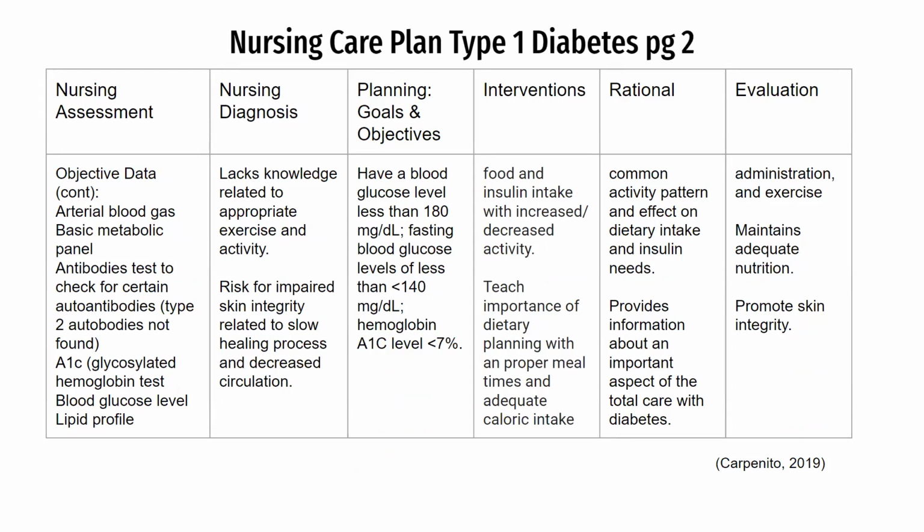Another important assessment we find in our nursing care plan is the risk for impaired skin integrity related to slow healing process and decreased circulation. Typical goals in our care plan include daily blood glucose monitoring and having a blood glucose level less than 180 milligrams per deciliter, fasting blood glucose levels of less than 140 milligrams per deciliter, and hemoglobin A1C levels less than 7%.